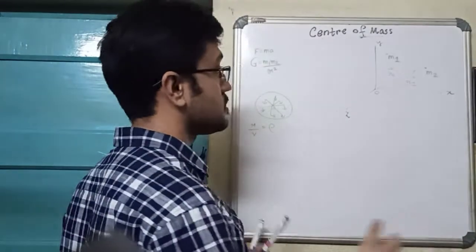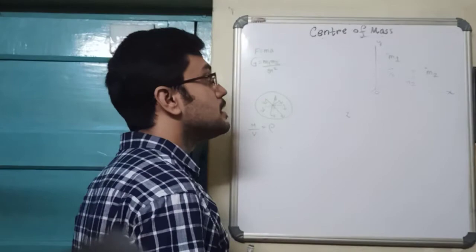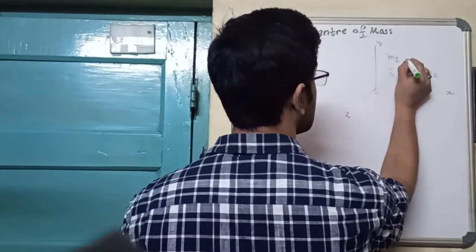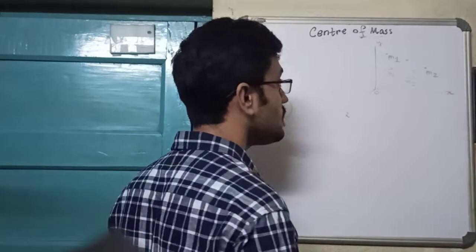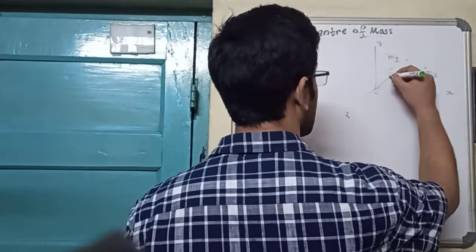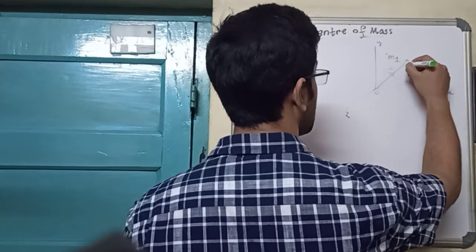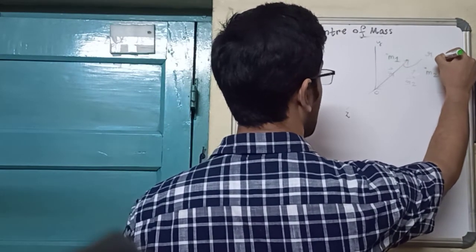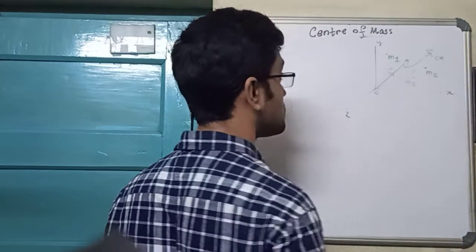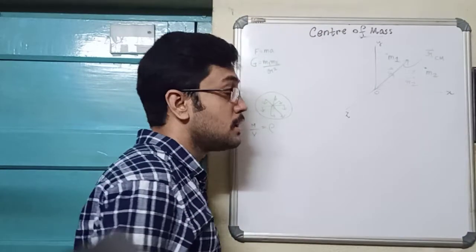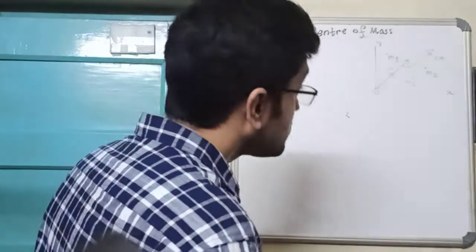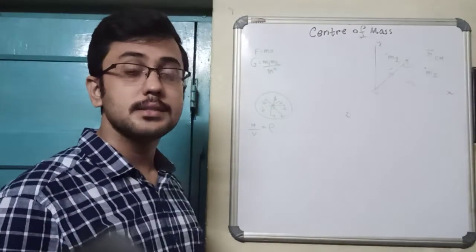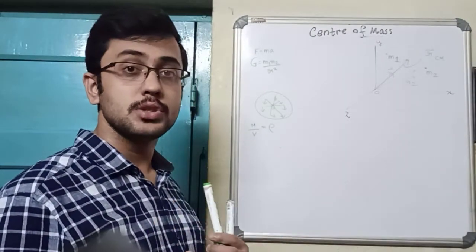Now suppose that the center of mass lies somewhere here, then the position vector of that center of mass with respect to the origin, I denote it as r center of mass. Then what does the definition of center of mass tell me, as I said, sum of the moments should be 0.